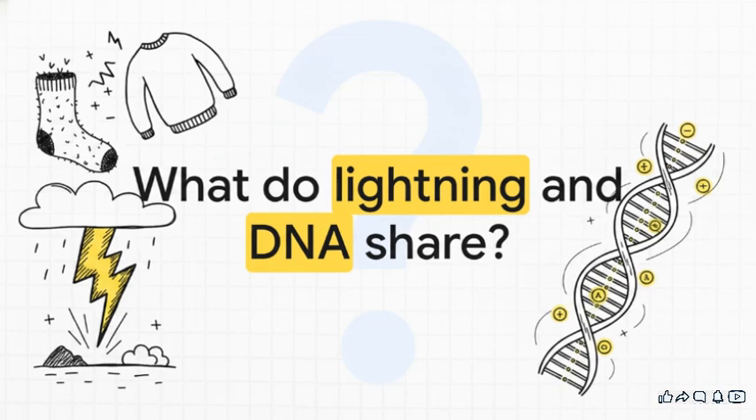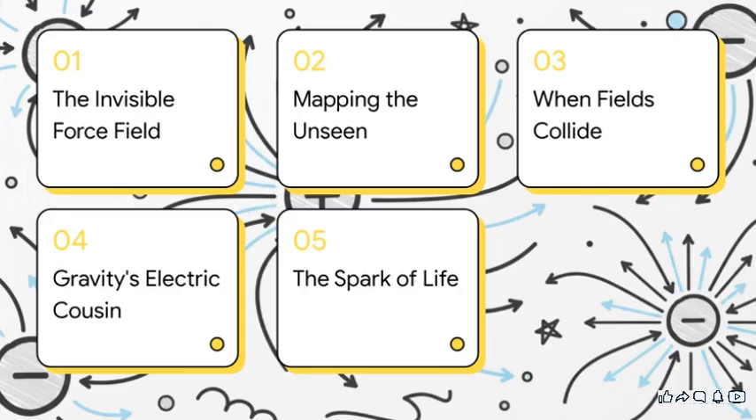That very same static electricity that mildly annoys you doing the laundry? It's driven by the identical physical laws that literally hold our biological blueprints intact. Pretty wild, right? To grasp how this works, we're going to break this down step by step. We've got 1. The invisible force field. 2. Mapping the unseen. 3. When fields collide. 4. Electric cousin. And finally, 5. The spark of life.